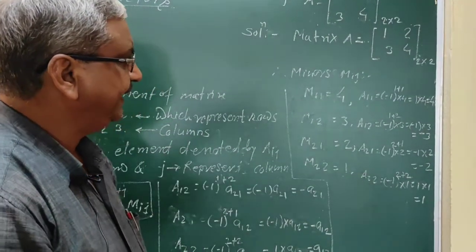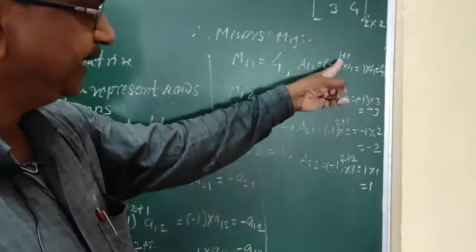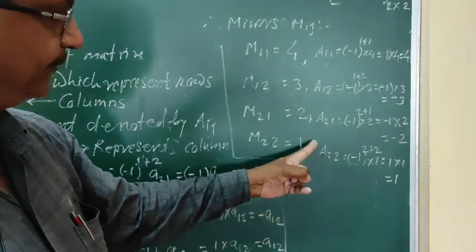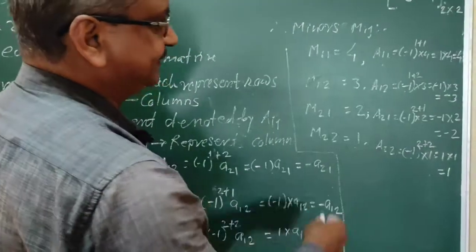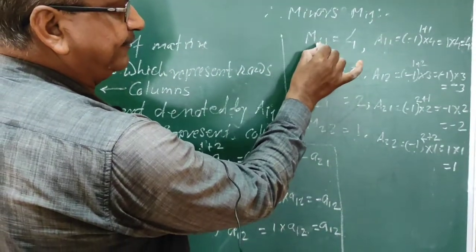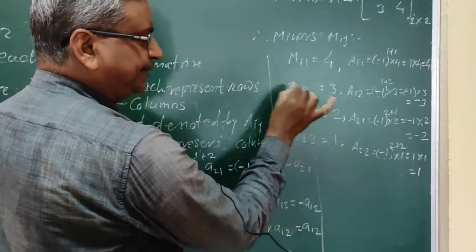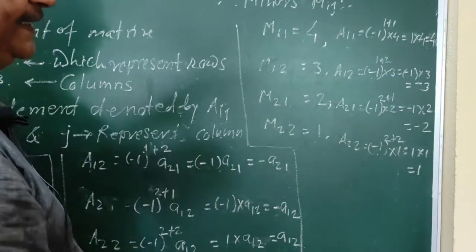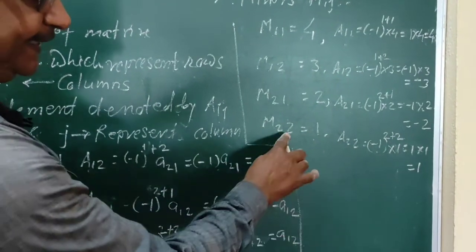In simple language I can say that without using this formula we can find the cofactors of these minors. I take this example orally here. Always remember that 1 plus 1 is 2, that is an even number, 1 plus 2 is 3, that is an odd number, 2 plus 1 is 3, that is an odd number, and 2 plus 2 is 4, that is an even number.